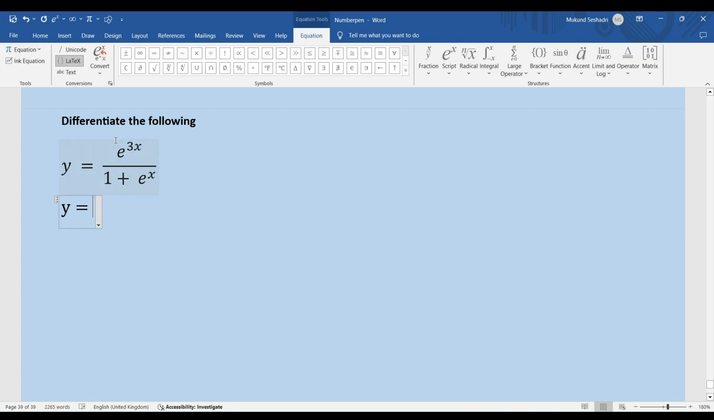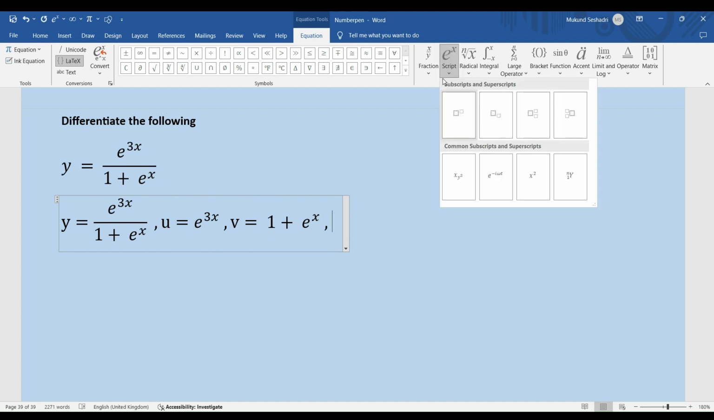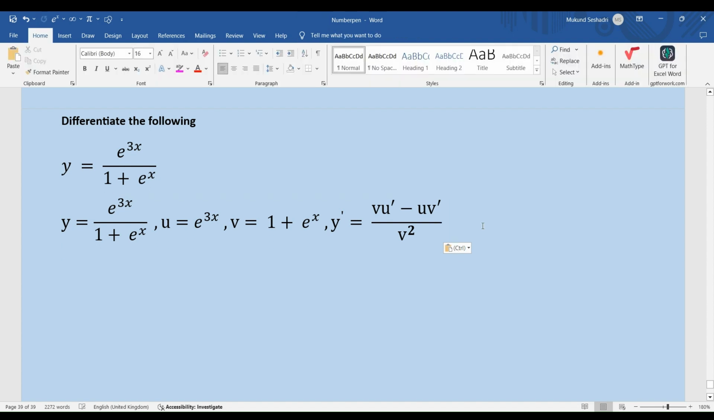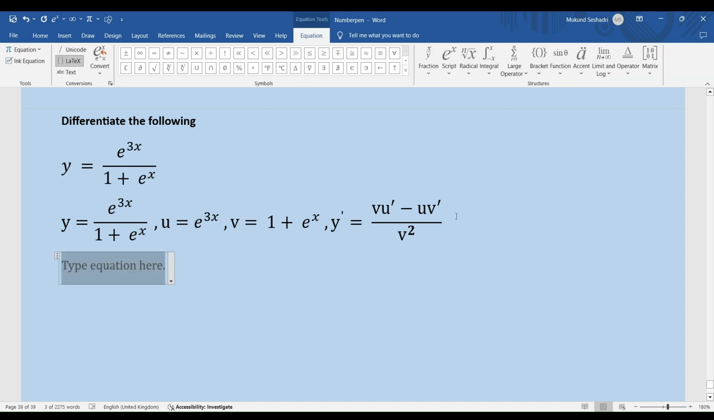So my y equals e to the power 3x divided by 1 plus e to the power x. My u is nothing but e to the power 3x, and my v equals 1 plus e to the power x, right? And we've been asked to find y dashed, and my y dashed is nothing but, I'm going to apply the quotient rule here, and we know what it is. So this is my y dashed: vu dashed minus uv dashed divided by v square, right? So we know what our u and v are, and I'm going to jump to u dashed and v dashed.